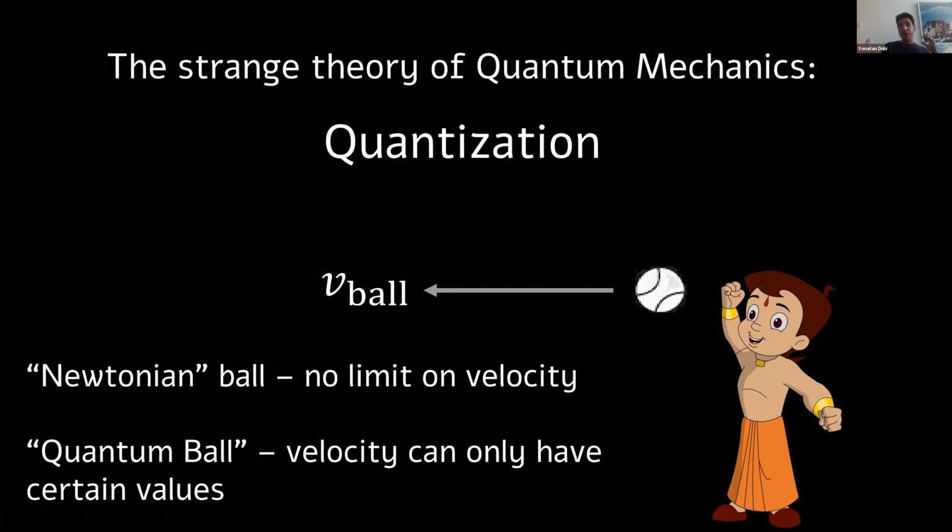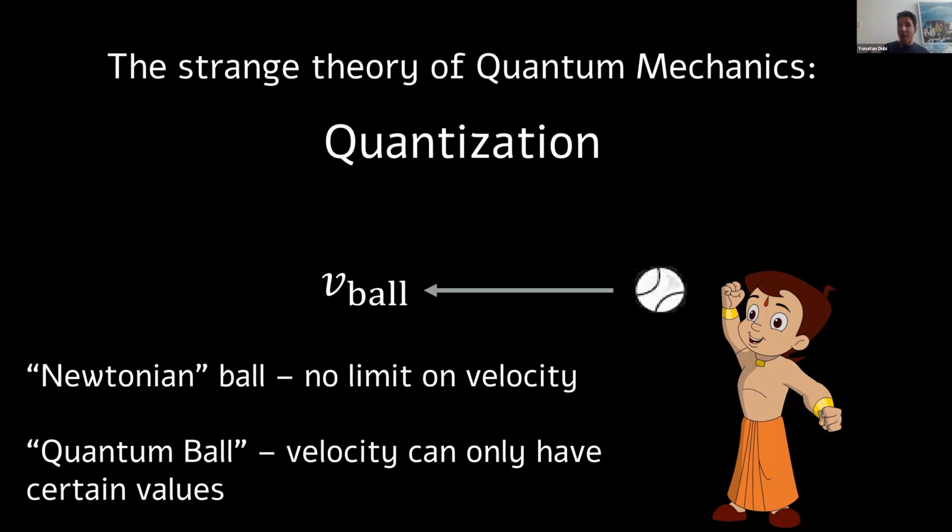So depending on the mass of the ball and the size of the room, the ball could only be thrown at 1 kilometer an hour, and then 8 kilometers an hour, and then 16 kilometers an hour, but not in between. And if Chota would try to throw the ball at those in-between velocities, the ball would not move. How crazy is that? How unintuitive is that?